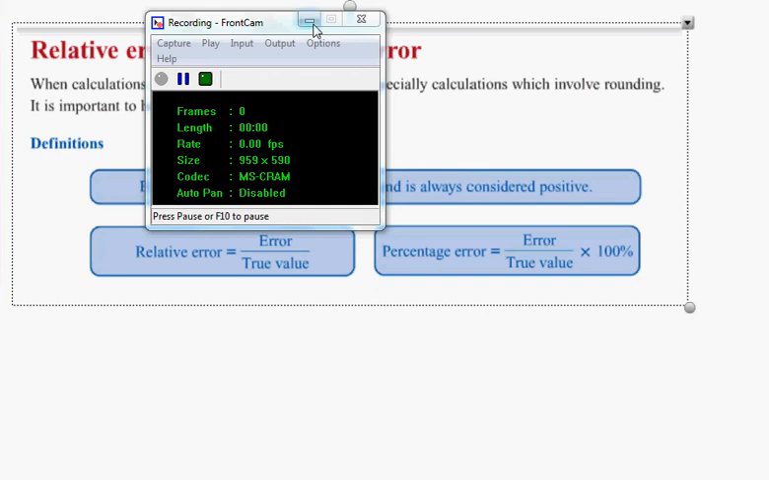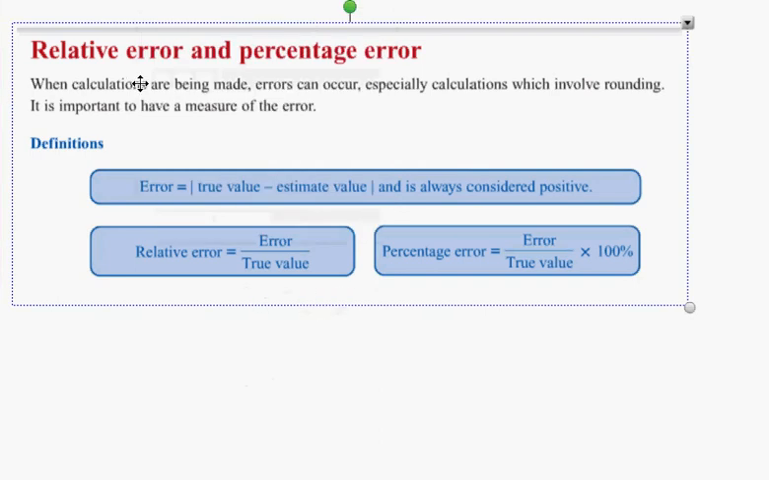Error and percentage error. When calculations are being made, errors can occur, especially with calculations which involve rounding. It is important that we have a measure of error. Error is the true value minus the estimate value. So it's always your real value minus the value you think it is.